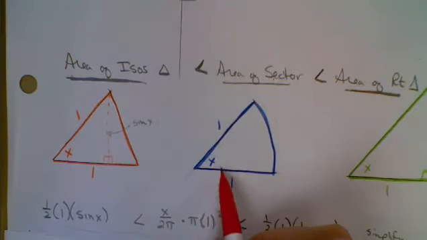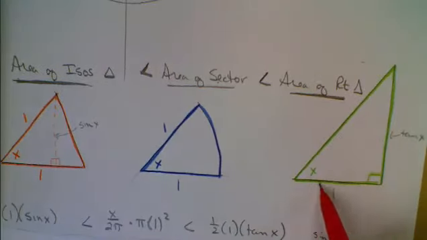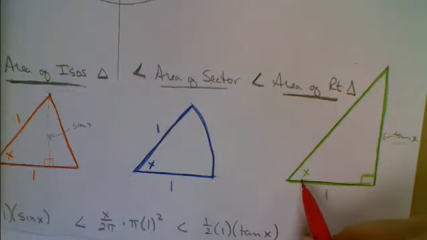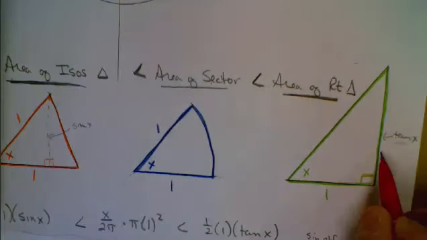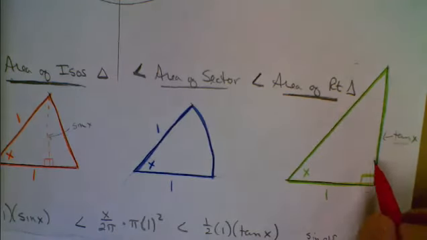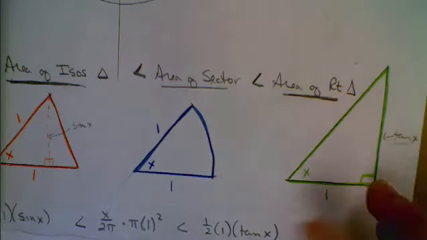This is 1, x and 1. And then this one I labeled, there's x, that's 1. This side ends up being the tangent of x. Now, how does that happen? Well, remember, the tangent of my angle x is equal to this side over 1. It's opposite over adjacent. So if the adjacent is 1, then I know that this has to just be the tangent of x. Okay, so there's my labels.